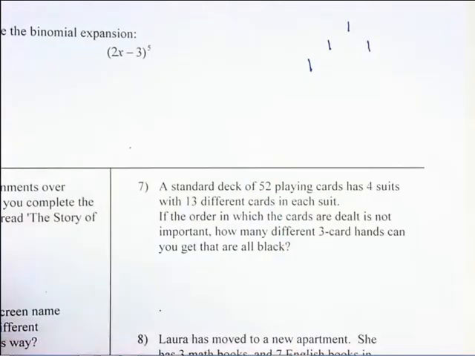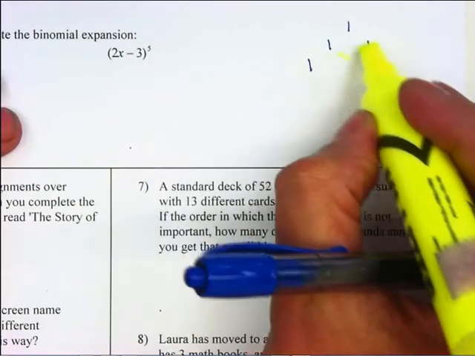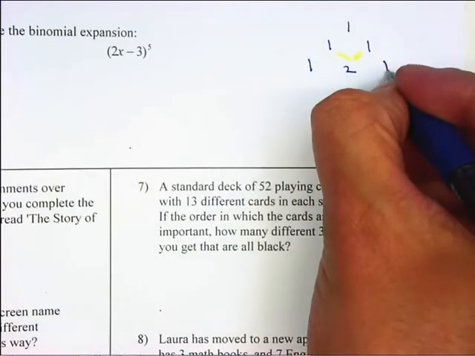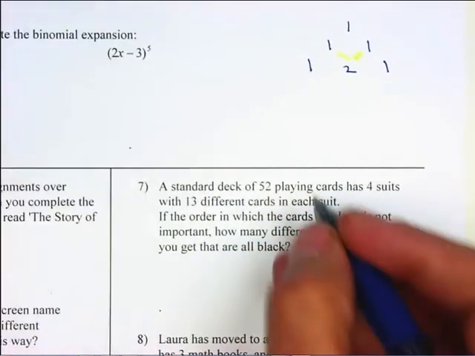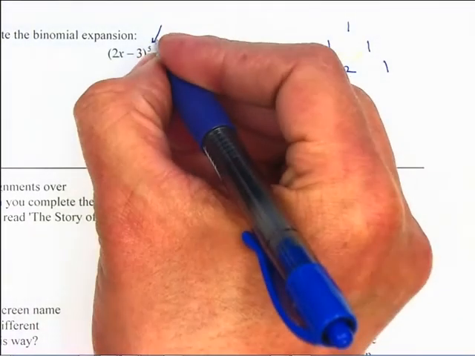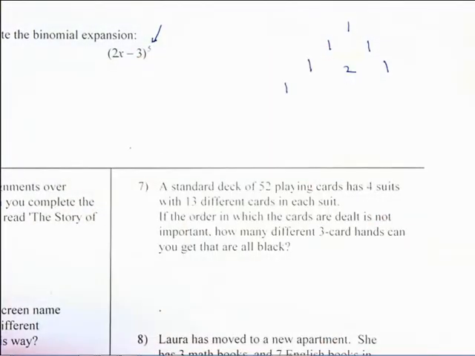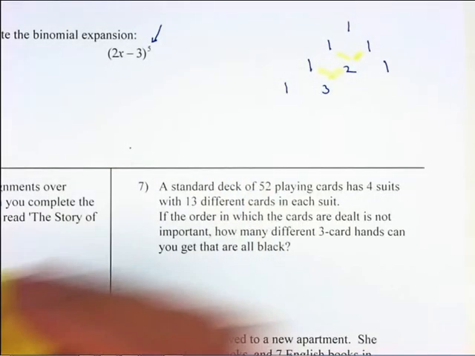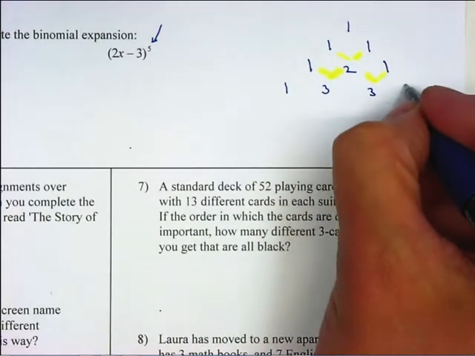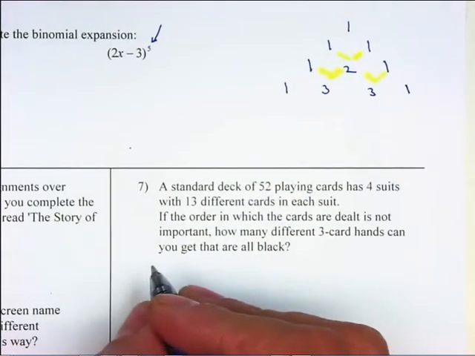In here, I'm going to add up those two numbers, and that'll give me a 2. You always end up with a 1. You got to start with a 1. Remember, we're looking for the 5th row. I'm going to add up those two numbers. That gives me a 3. Add up those two numbers. That gives me a 3. And end with a 1.